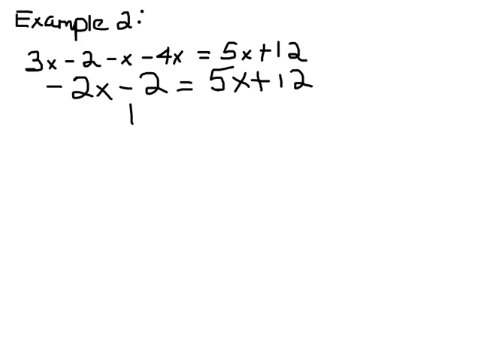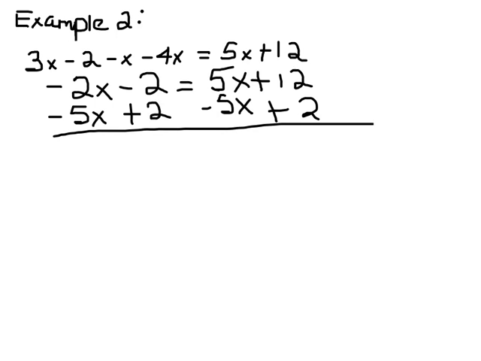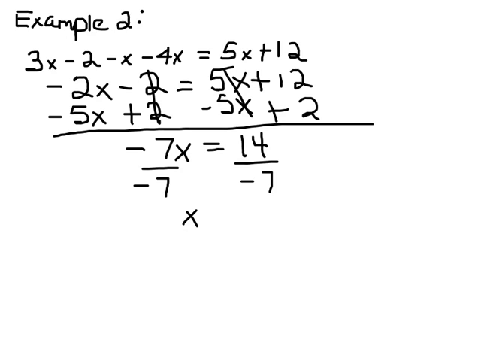Okay, so now we know we need to get this 2 over to the other side, so we're going to add it. And I need to take this term and move it over here with its like term. So I've eliminated the 2 middle terms. That was my goal. Negative 2x plus negative 5x is negative 7x equals 12 plus 2 is 14. When I divide both sides by negative 7 to get x by itself, I find that x is equal to negative 2.